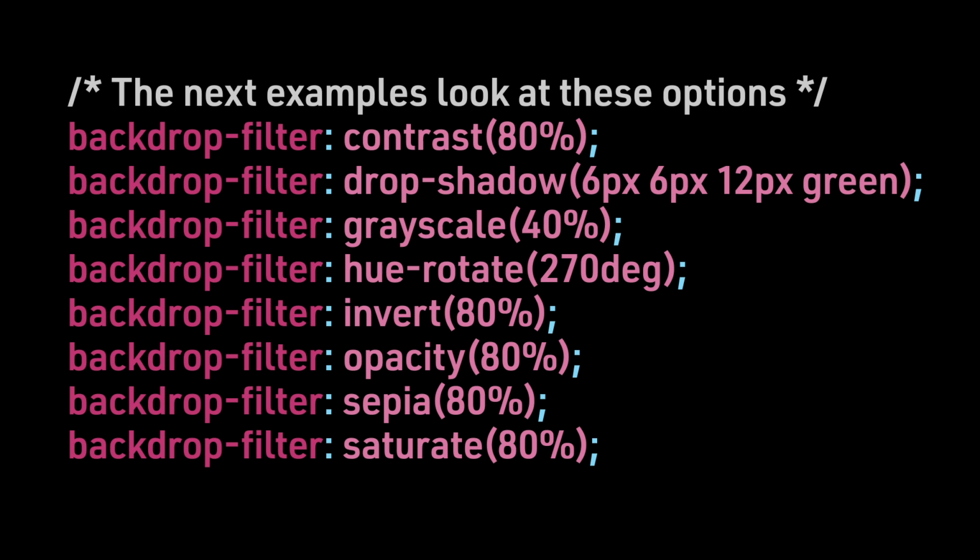Backdrop filter contrast, 80%. Backdrop filter drop shadow, 6 pixels, 6 pixels, 12 pixels, green. Backdrop filter grayscale, 40%. Backdrop filter hue rotate, 270 degrees. Backdrop filter invert, 80%. Backdrop filter opacity, 80%. Backdrop filter sepia, 80%. And backdrop filter saturate, 80%.